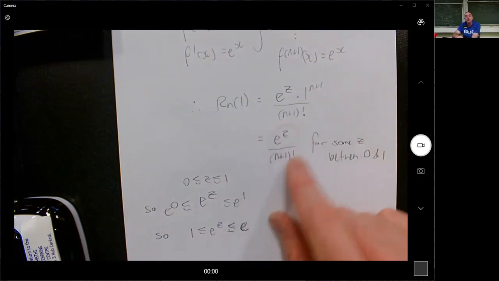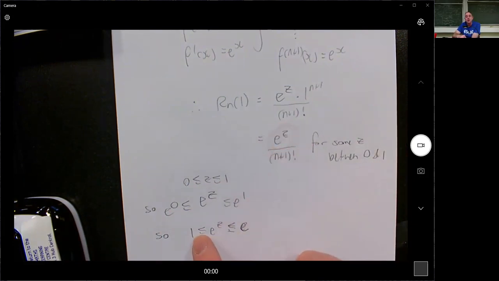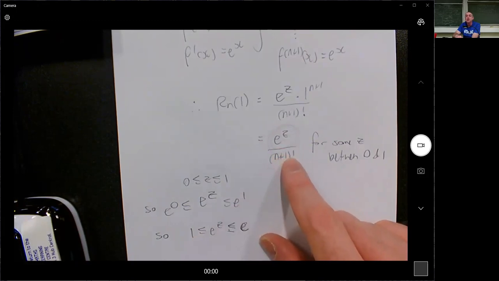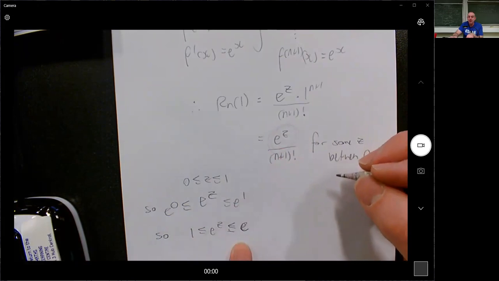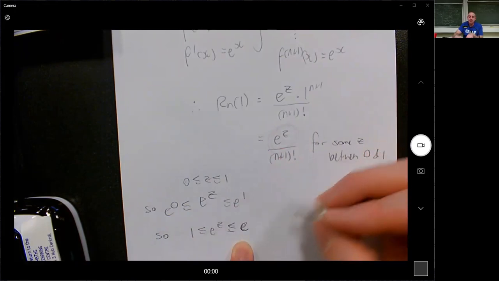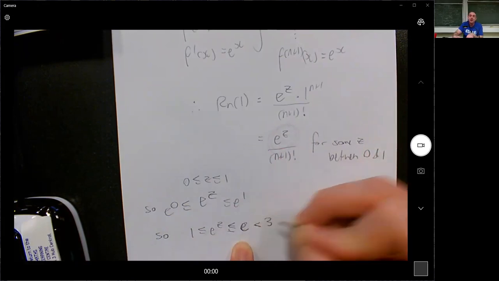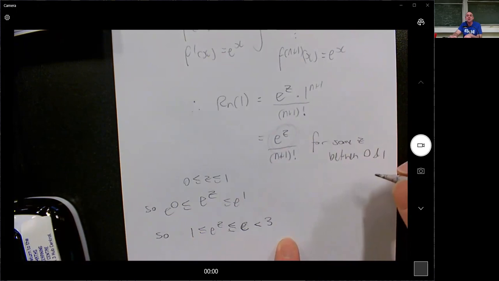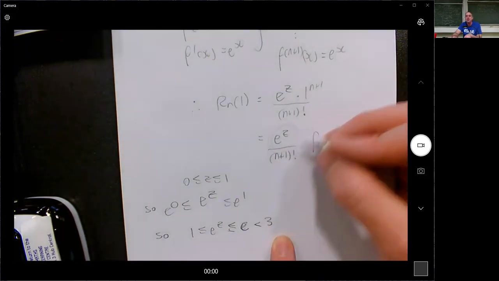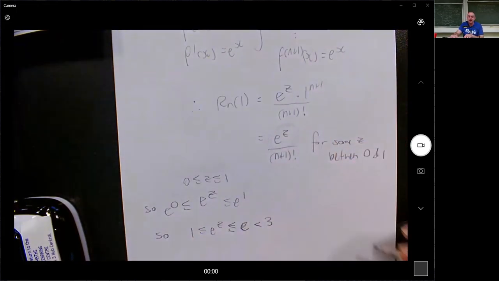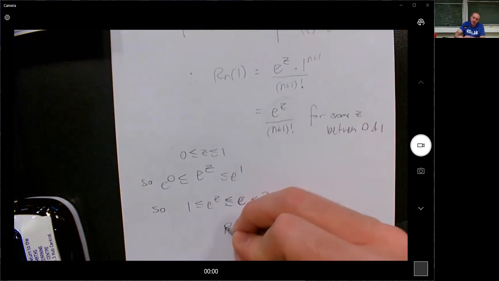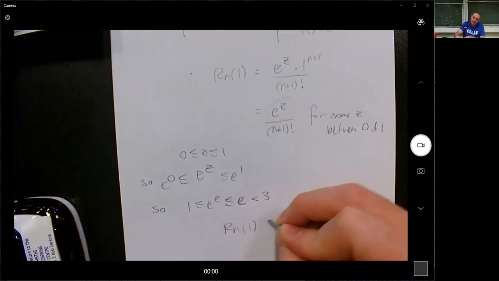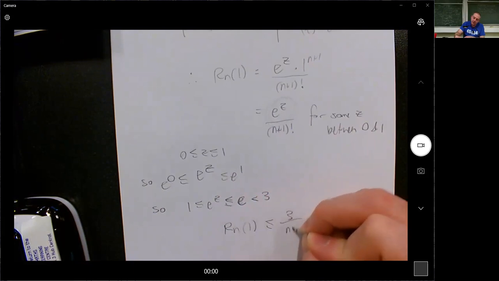Okay, so I know that the error is definitely going to be bigger than 1 on n plus 1 factorial, but I want it to be small. So I'm just going to pick a number like 3, if that's okay. E is definitely less than 3. It's 2.71818. So I'm just going to leave it at that, because all I need to do is pick a number that's definitely big enough, so I'm just going to keep it at that. And so the remainder for 1 is less than or equal to 3 on n plus 1 factorial.